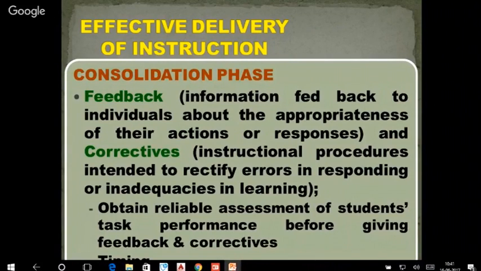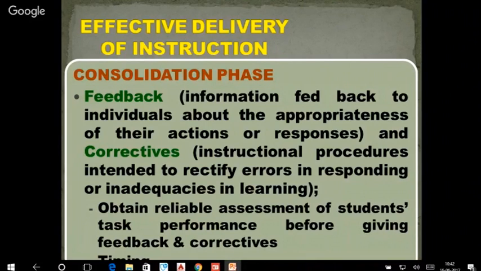Feedback means the information which is fed back to the individual about the appropriateness of their action. For example, when you gave an answer, I tell you that here your answer is slightly wrong. That is giving feedback, informative feedback. And this feedback has to be given immediately. If after two days you say you gave a very good answer that day, it has no significance. You have to provide it immediately, because the student wants to know the result of his response immediately.